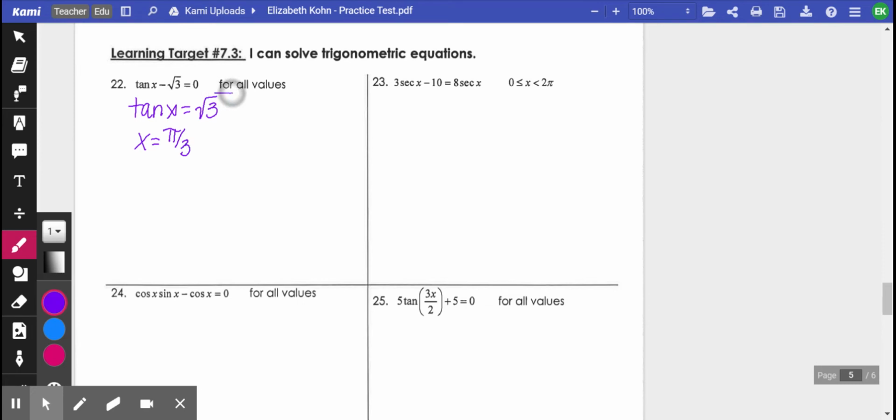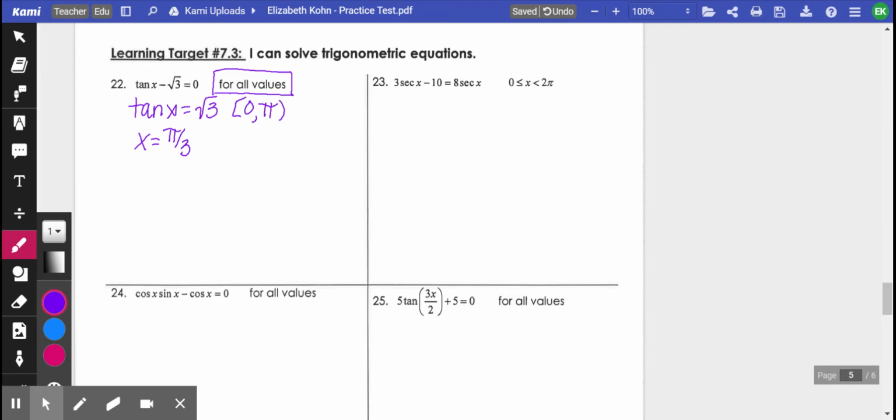Now notice this is saying for all values. That means that we have to do a couple things. First of all, we have to find all of the values within the quadrants, and then we have to find all of the values that are going to repeat, which means we need to know the period. Tangent has a period of pi. So I am really solving for all of the values between 0 and pi, because anything after pi is going to be a repeat of the values that are between 0 and pi.